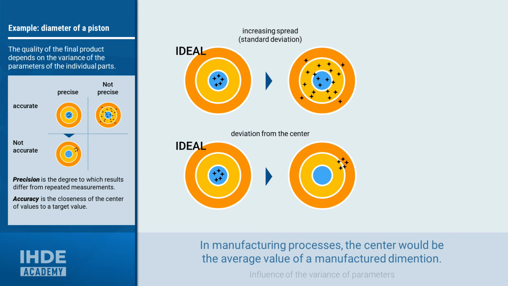That means it's not accurate. Accuracy describes how close the center of hits is to the center of the target. This result is not accurate, but it is precise. Again, precision is the degree to which hits differ from each other in the repeated shots. Probably only the rifle scope would have to be realigned, and the shooter would always hit the center precisely and accurately.